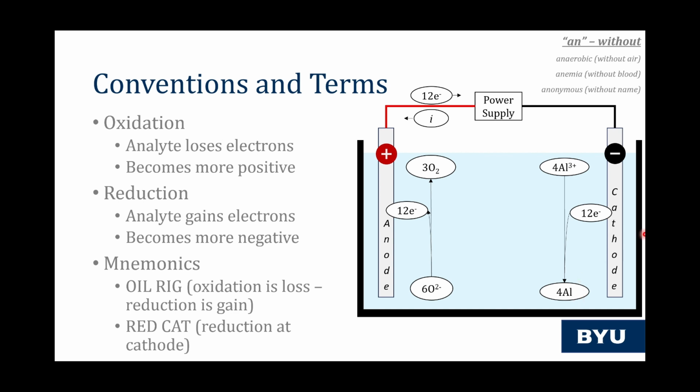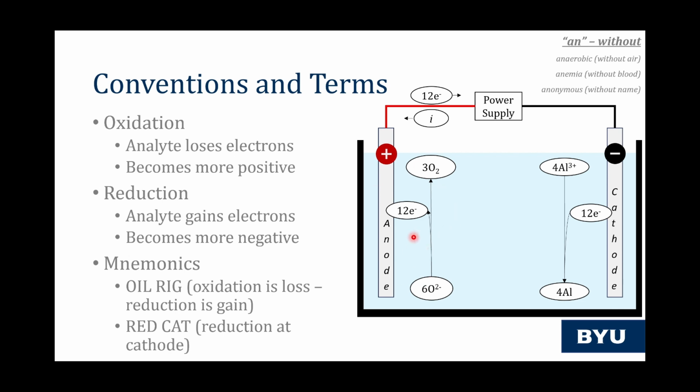And some mnemonics to help you remember that. Well, there's oil rig. So oxidation is loss and reduction is gain. And what are we losing or gaining? It's electrons. Another one that you can remember is red cat, or reduction at cathode. And that's a way to remember which electrode is which. So you have cathodes and anodes in your cell, and reductions happen at the cathode. And of course, that means that oxidations happen at the anode.